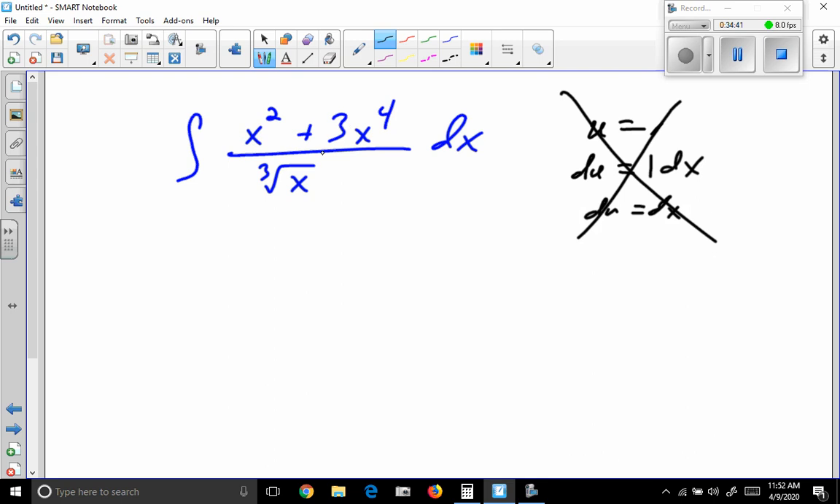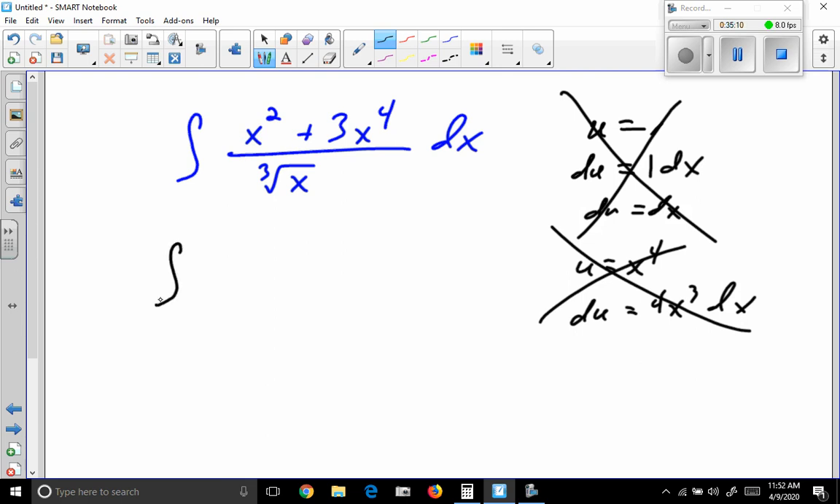If we pick our largest degree, then that doesn't really get us anywhere, for a couple reasons. This is added. If this was times and that was x cubed, we might be able to make it something times du. But being added and that not being x cubed, that doesn't really get us anywhere. But we can do some algebra here.